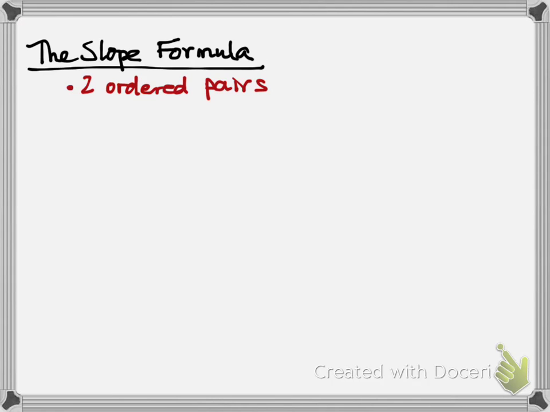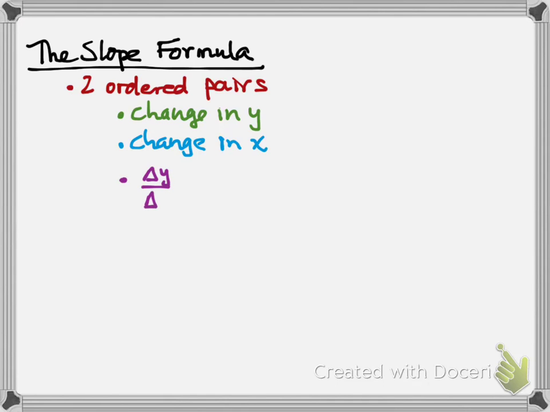And with those ordered pairs, you're going to calculate 2 things. You're going to calculate the change in y, and you're going to calculate the change in x. And then you're going to put them over as like rise over run. So we're going to write our final answer as that change in y over the change in x.